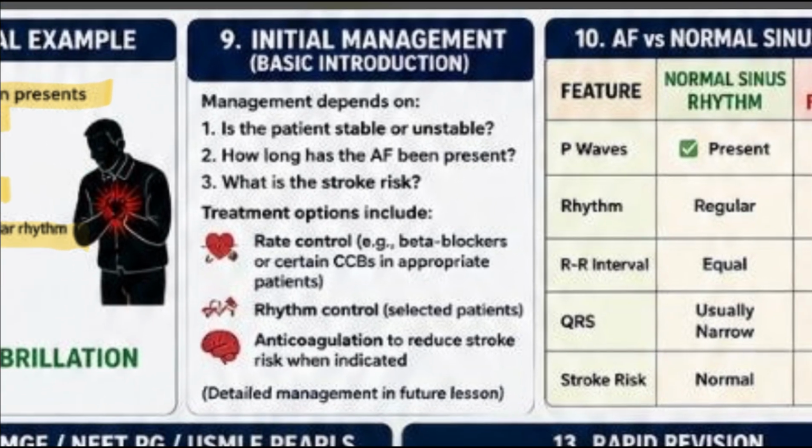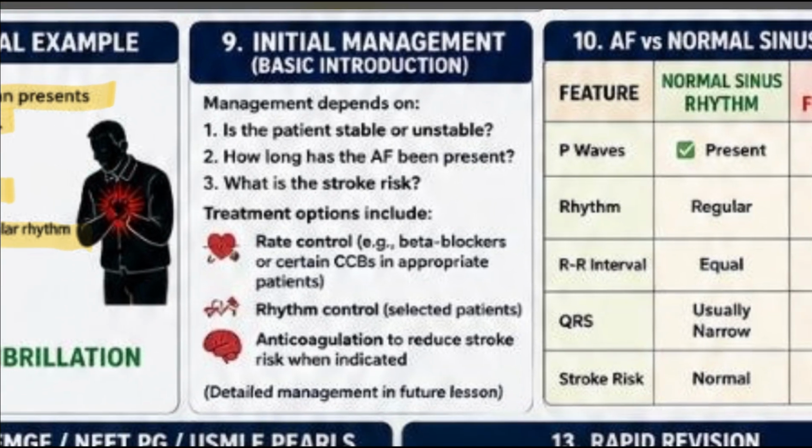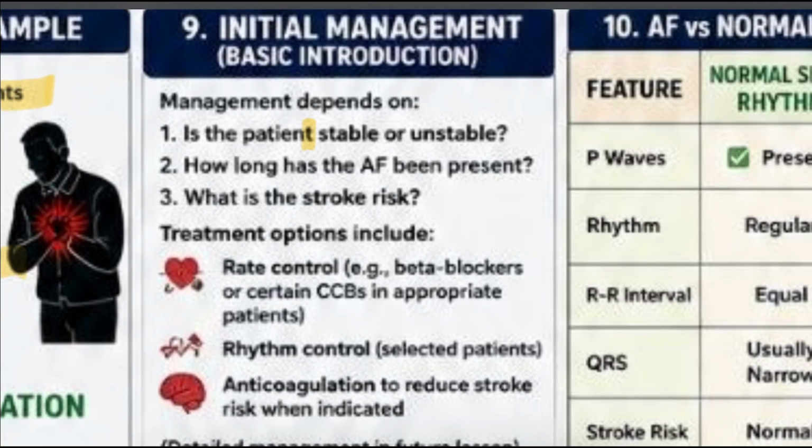So whenever a patient has atrial fibrillation, how do we do management? The initial management: first of all, we have to ask ourselves, is the patient stable or unstable? Okay, how long has the atrial fibrillation been present? Because atrial fibrillation will be divided into different phases, like acute and persistent. So based on the duration, we have to differentiate. What is the stroke risk?